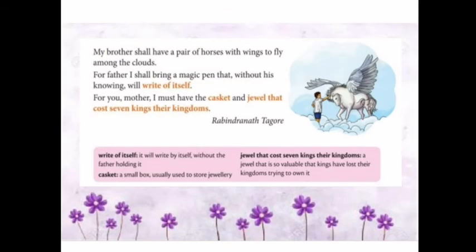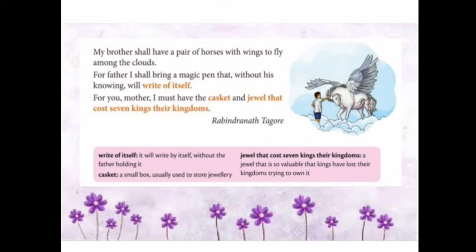Now let's listen to the coming stanza. My brother shall have a pair of horses with wings to fly among the clouds. For father, I shall bring a magic pen that without his knowing will write of itself. For you, mother, I must have the casket and jewel that cost seven kings and their kingdoms. So this is the poem.